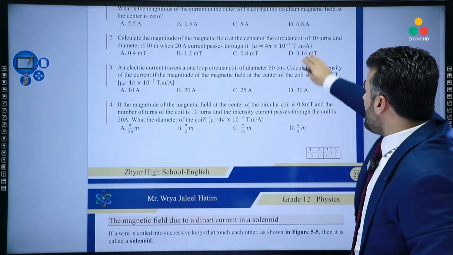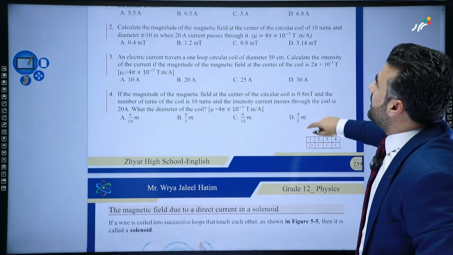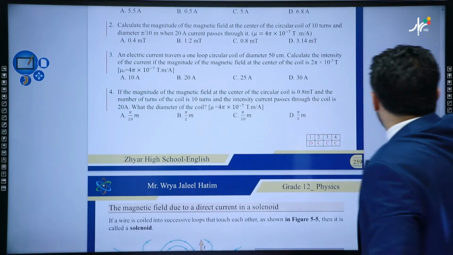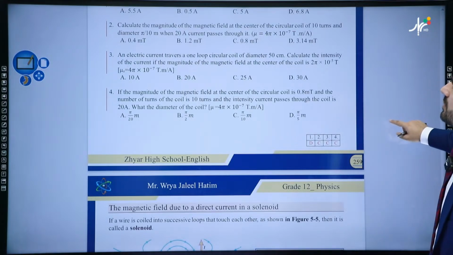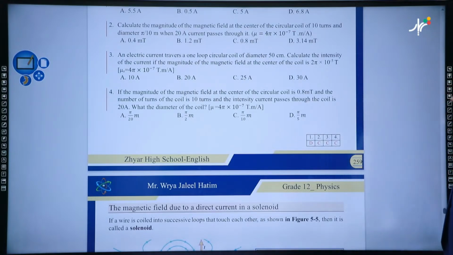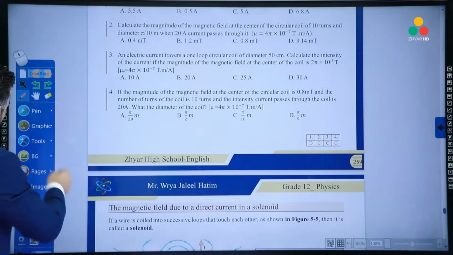Okay, we'll do this one in a second. When 20 ampere passes through it, let's say, and that is the case. So let's solve this question here. That was question 2. I think I was trying to solve question 3 or 2. Let's do 2, it doesn't matter. All right, so let's bring this one here.